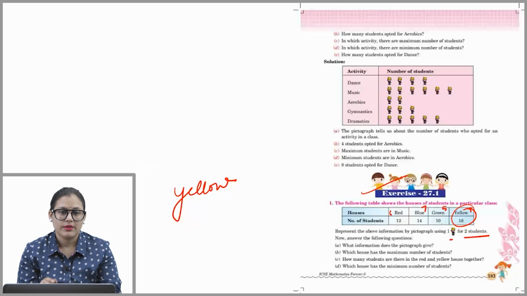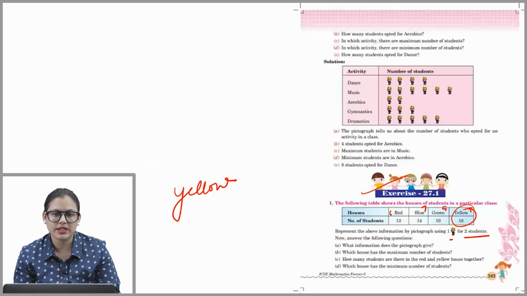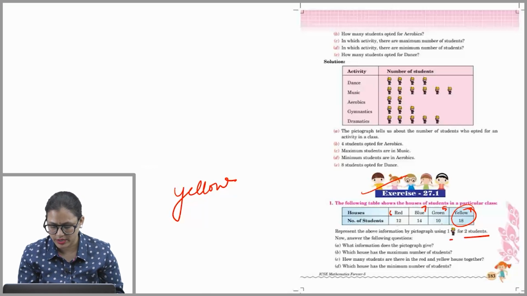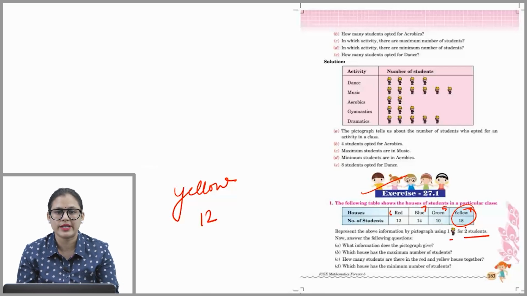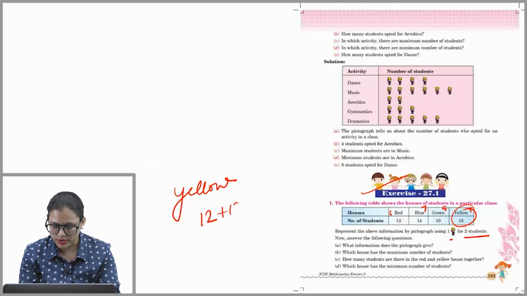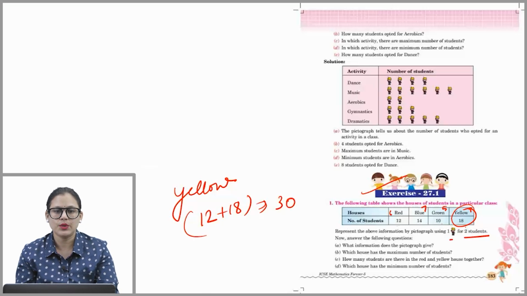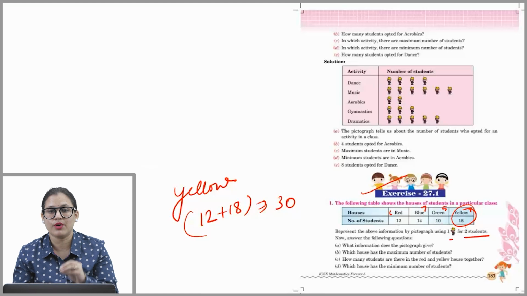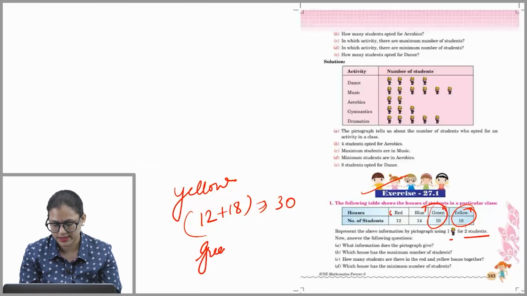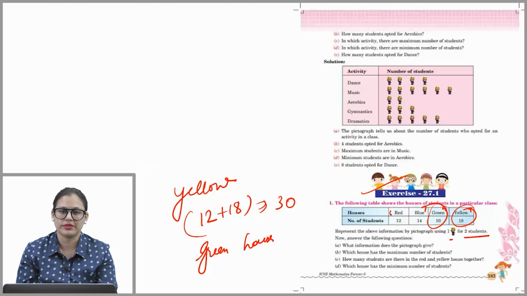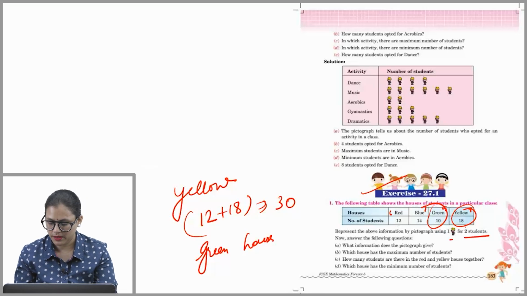Yellow. See how many students are there in the red and yellow houses together. In the red house there are 12 students, in the yellow house there are 18 students. So total students 30, right? And which house has the minimum number of students? As you can see, the green house has the minimum number of students.